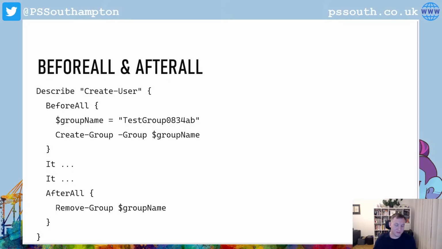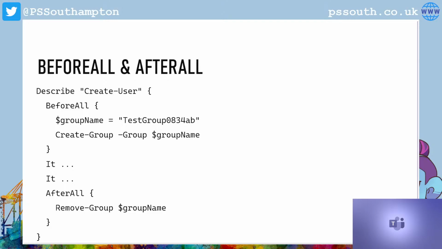So small example, here we have a test that's testing this function called create user. I know that's very generic, but the purpose of this function is to create some user somewhere and also assign the user to the correct group. We are running against a test system, not against a live system. So before we assign the group, we need to create it. And that's what we can do in this before all block.